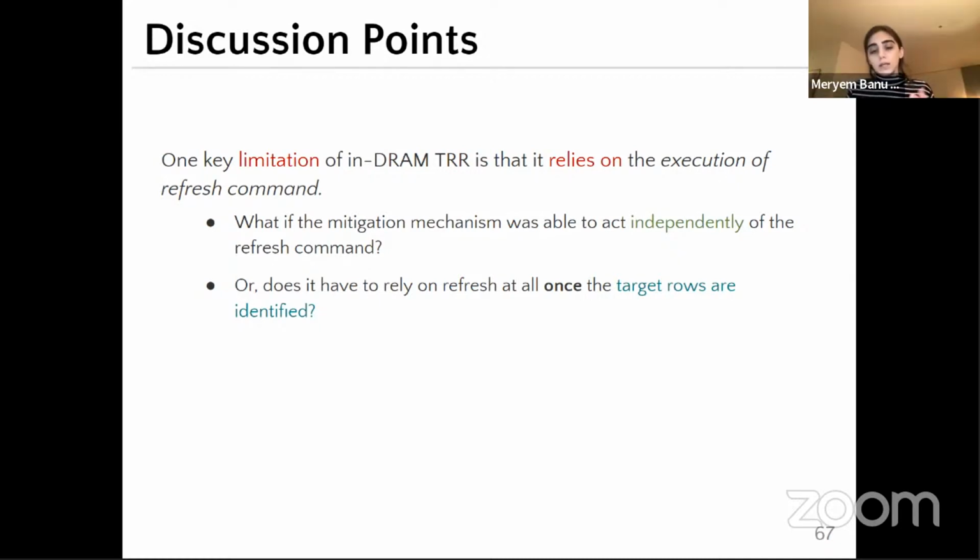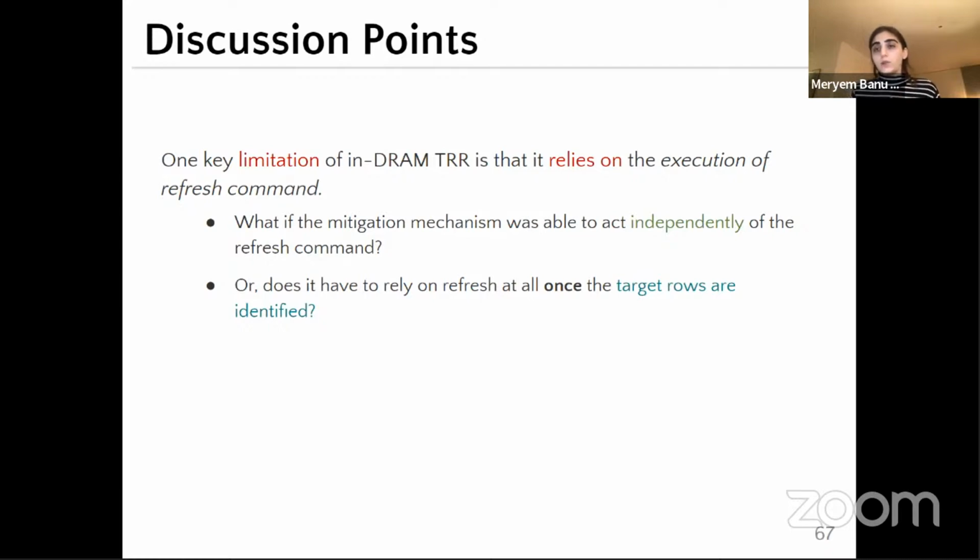Okay, so my point was about the TRR refreshes. TRR identifies a set of aggressor rows and then identifies a set of victim rows, right? And then TRR only refreshes the identified victim rows when there's a regular refresh command.